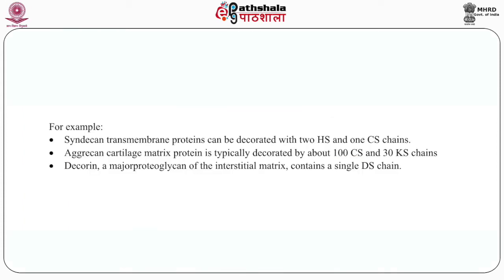For example, syndecan transmembrane proteins can be decorated with 2 HS and 1 CS chain. Aggrecan, a cartilage matrix protein, is typically decorated by about 100 chondroitin sulfate and keratan sulfate chains, so it varies. Decorin, a major proteoglycan of the interstitial matrix, contains only a single DS chain.